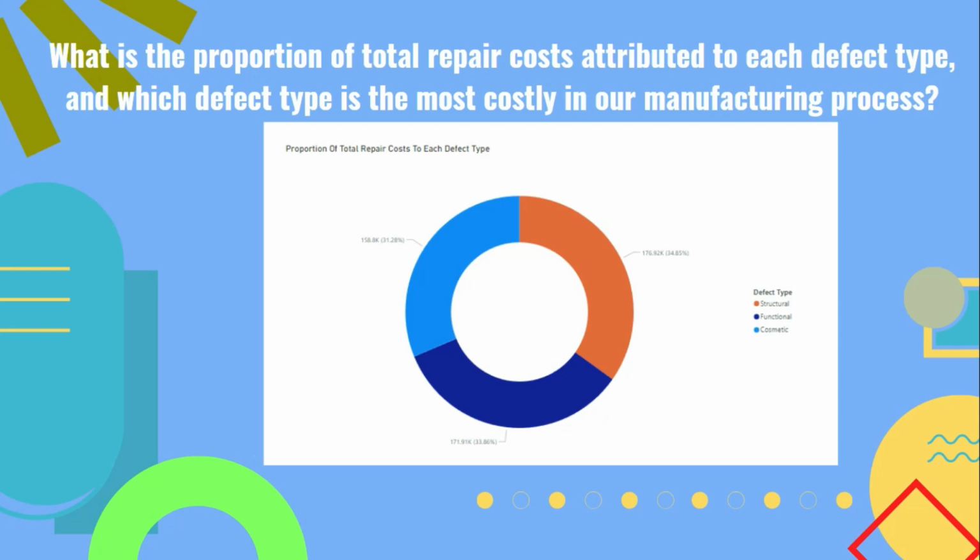And we can see that structural defects take up the largest portion, which means that they are the most expensive in the manufacturing process, and addressing these could yield significant cost savings. So understanding the proportions helps prioritize efforts to reduce costs. For instance, if cosmetic defects are disproportionately costly, it might be worth focusing on improving quality control measures related to cosmetic issues to reduce their occurrence and associated costs.